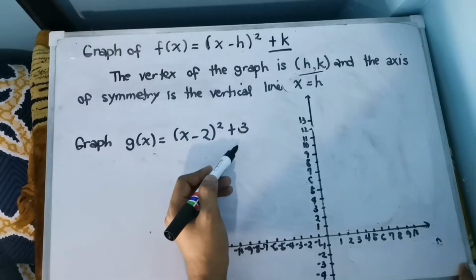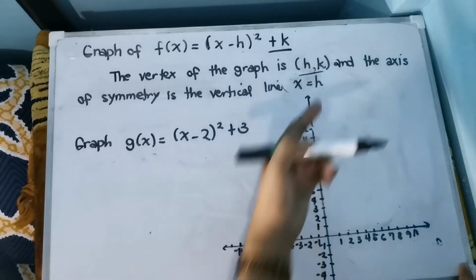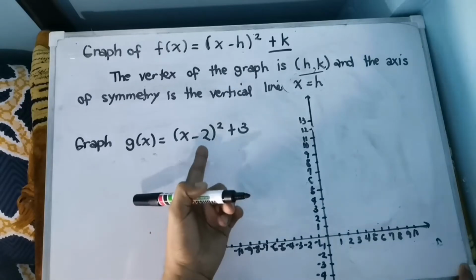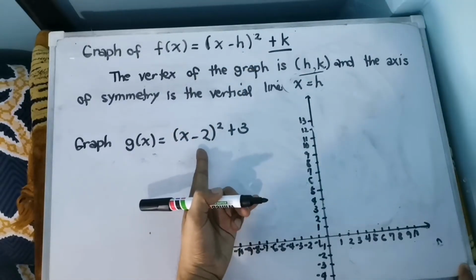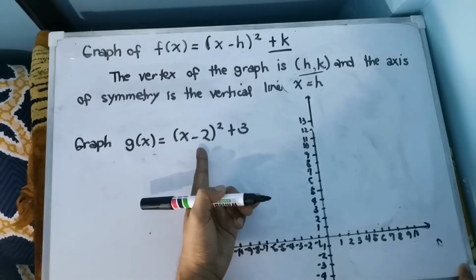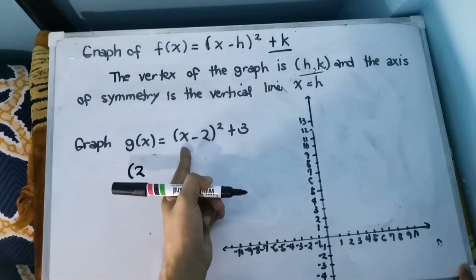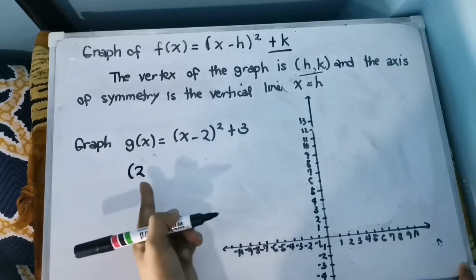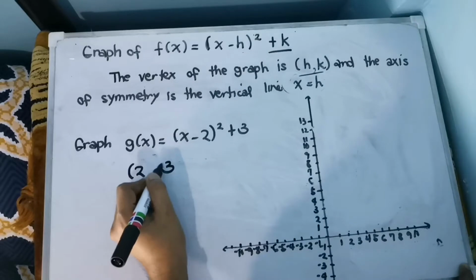So with this quadratic function, we can easily identify the vertex, which is h, k. Again, our h is positive 2, because it can be written as x minus positive 2. Okay, so our h is positive 2. And then our k is 3.